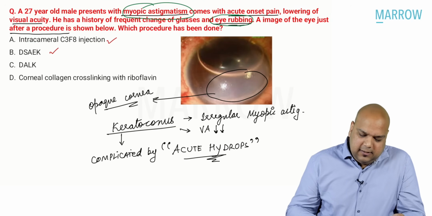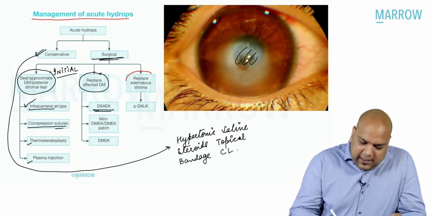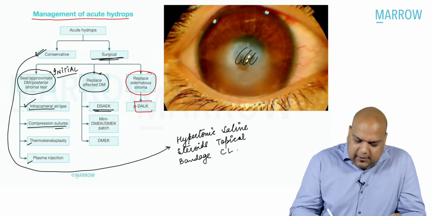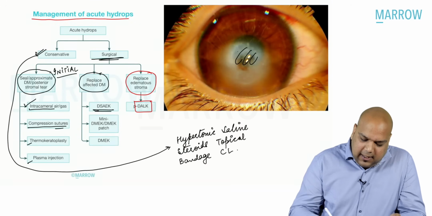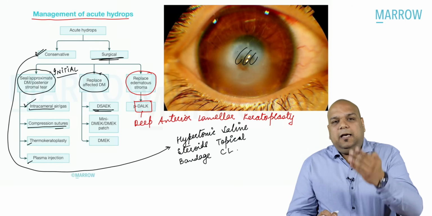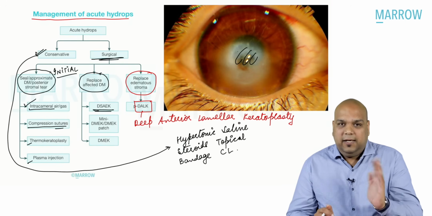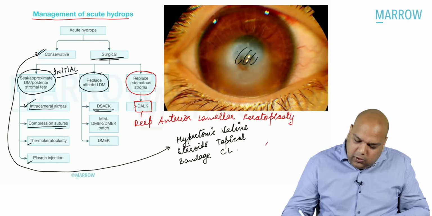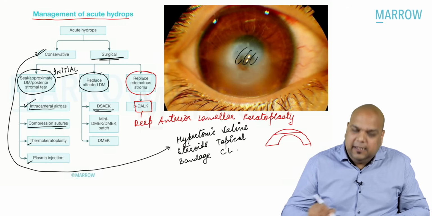Now, what about DALK, sir? So if you see, we can replace the edematous stroma by doing DALK. What is DALK, sir? DALK is deep anterior lamellar keratoplasty. Here we are replacing the epithelium, Bowman's and the stroma. So DALK could not have been the answer, because in DALK we are replacing the anterior layers.